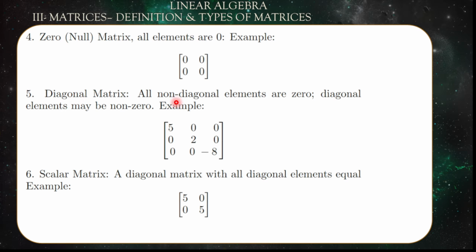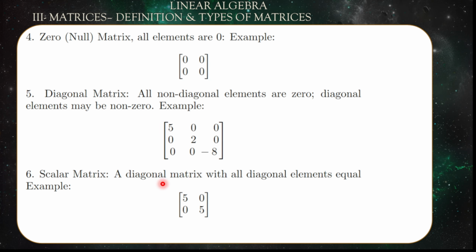Diagonal matrix, where all non-diagonal elements are 0. Diagonal elements may be non-zero. For example, here, only the diagonal elements are or can be non-zero. So you have 5, 2, minus 8. You might have, for bigger matrices, even some of the elements in the diagonal being 0. But the necessary condition is that only the diagonal elements can be non-zero. All the other elements within the matrix are definitely 0 all the time.